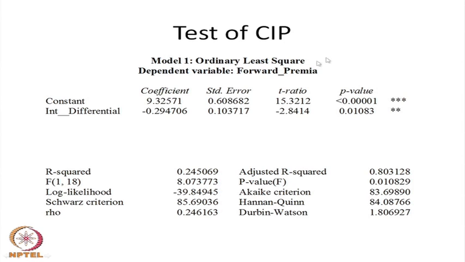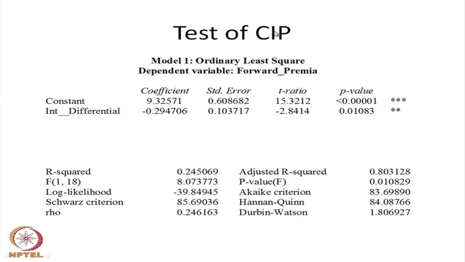However, the forward premium is a negative function of the interest differential. It means that the forward premium is declining with the rising interest differential. As the interest differential increases, the forward premium declines. That is what the negative slope indicates.